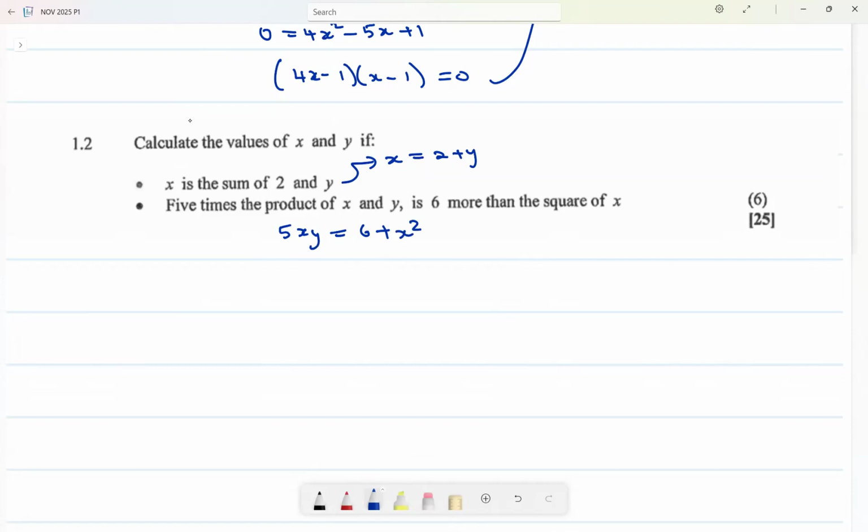Okay. So basically we have this: 5 times the product of x and y is equal to 6 more than the square of x. Okay, this is x squared. And then let's say this is my equation 1, this is my equation 2. Let's sub 1 into 2 and see what happens.